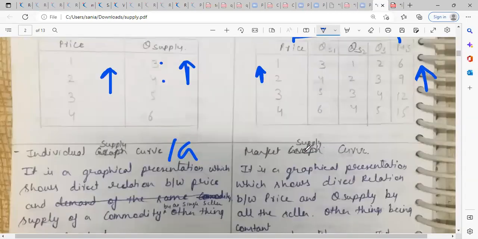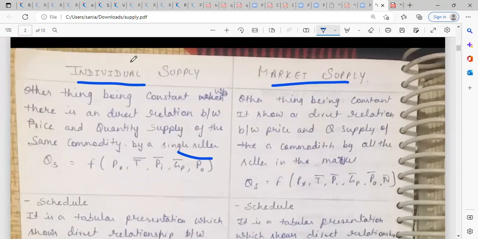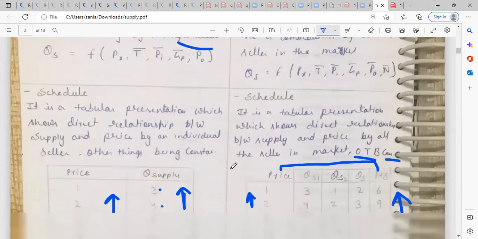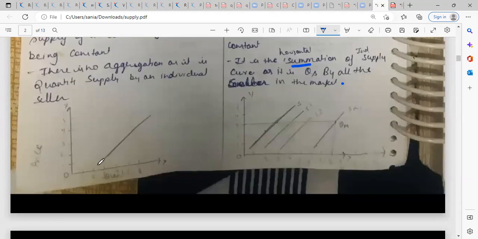So first of all, I hope you got the difference. Whenever they ask you to differentiate between individual supply and market supply, first you will define it. Second, you will draw the schedule, and then you will draw the graph. That's it. Clear? Okay. So you will write hashtag differentiate between individual supply and market supply. First point. Then the second point, you have to draw the schedule as well. And the third one, this is the graph. So this is basically the supply curve, a straight line. But over here, seller 1, seller 2, seller 3, and this is your market supply.